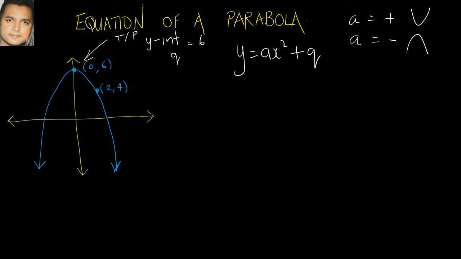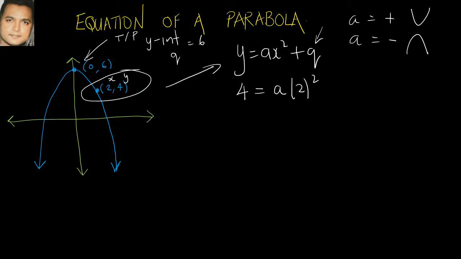So let's substitute, right, into this formula. We know that the q value is 6, but what we're going to do is, just like we've done previously, we're going to take this point here, which is another point given to us, and we're going to substitute into this equation here. So let's do this. Okay, let me just show you. This is my x, this is my y. So let's do this. So we have 4 is equal to a into 2 squared, and remember my y-intercept is 6. So now that I got this here, I am going to work out for a.